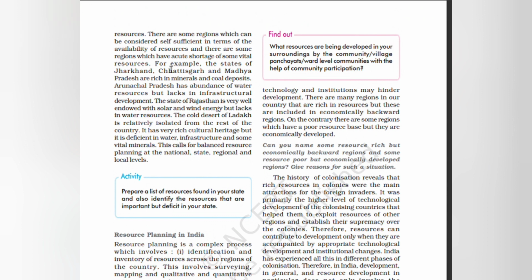For example, the states of Jharkhand, Chhattisgarh, Madhya Pradesh are rich in minerals and coal deposits. Arunachal Pradesh has abundance of water resources but lacks infrastructure development. The state of Rajasthan is very well endowed with solar and wind energy but lacks water resources.